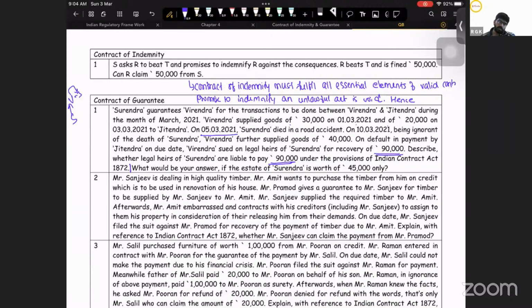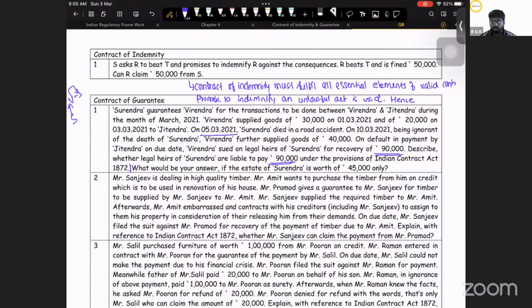That is why here death occurs on 5/3/2021. Before the date of death, there are two transactions, 30 plus 20, 50,000. To the extent of 50,000 rupees, Surendra's estate is liable. However, for the debt incurred after the date of death, that is 40,000 rupees, Surendra's estate is not liable. So nothing can be recovered from the legal heirs as against that transaction.